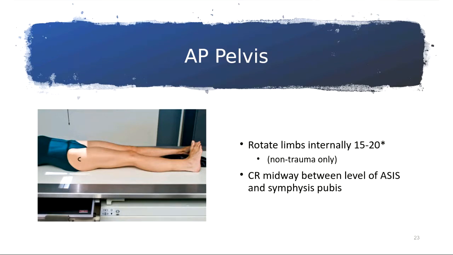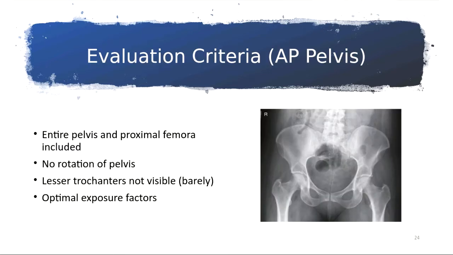Our technique is 80 kVp at 12.5 mAs. And you are collimated or utilizing a 14x17 crosswise for these images. Central ray is midway between the level of the ASIS and the pubic symphysis, which is approximately 2 inches below ASIS and midline. Okay, so they could request an AP pelvis. And that image would look like this, where again, you're evaluating the entire pelvis. You're getting the proximal portions of the femur. The lesser trochanters ideally are not visible or barely visible.